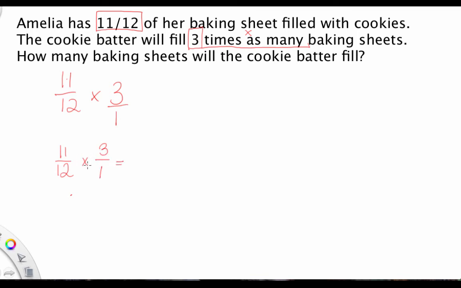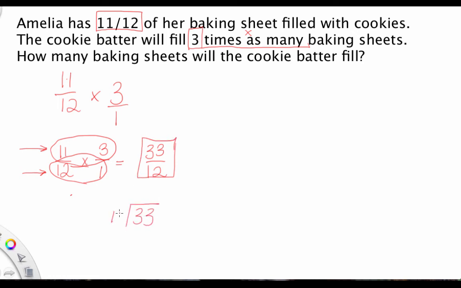And we multiply our numerators first. We get to go straight across with our numerators, and then after we do that, we go straight across with our denominators. 11 times 3 is 33, and then we do 12 times 1, which is 12. So then we have 33/12, and because this is an improper fraction, we're going to need to divide. So we'll do 33 divided by 12.